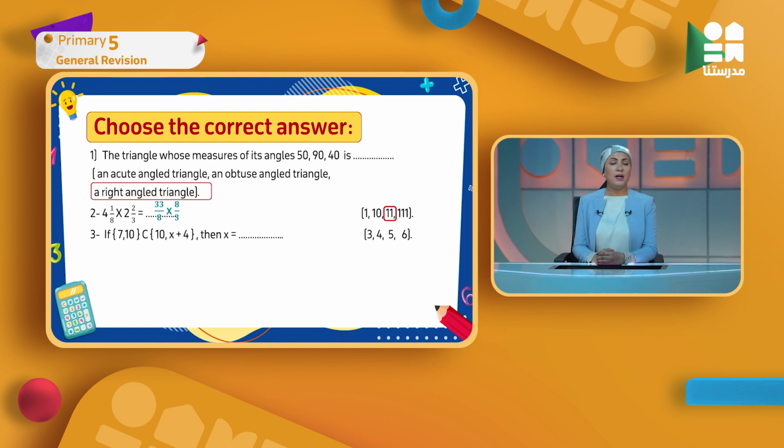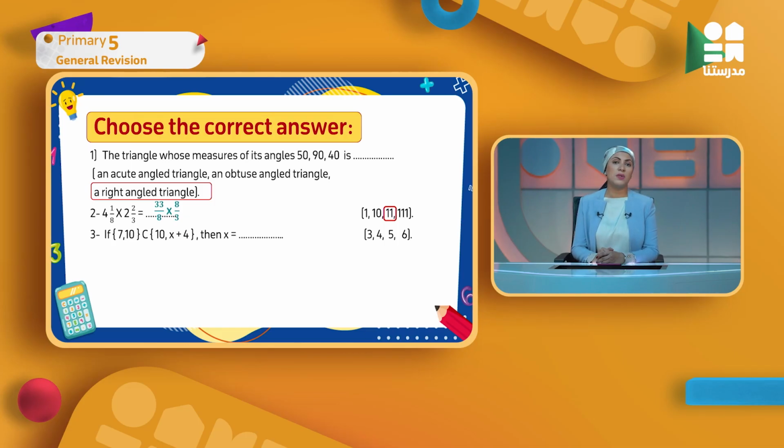How can I tell? If I have the elements listed inside two braces, then these are sets. But if the elements are left alone, with no braces around them, just numbers, then I'm talking about elements. So here a subset always represents the relation between two sets. So here 7 and 10. Now I want to know what this x equals.